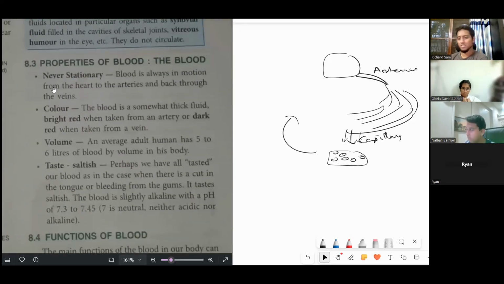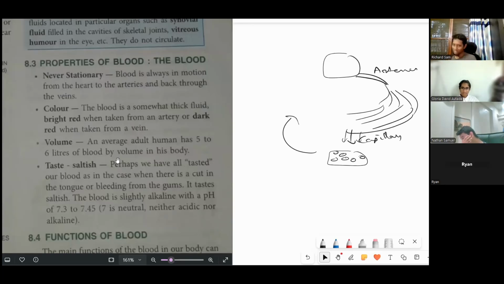Properties of the blood. Is the blood stationary? No, if it's stationary, then there's no point. The blood has to move. Only then it transports things. Okay, color we saw. Volume. What's the volume of blood? 5 to 6 liters. This bottle is how many liters? 2 liters. So 3 of these bottles of blood are there in your body. It's a lot of blood passing through your body.